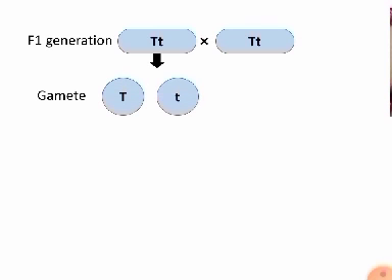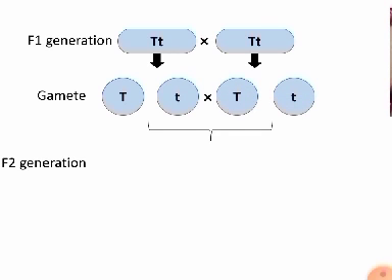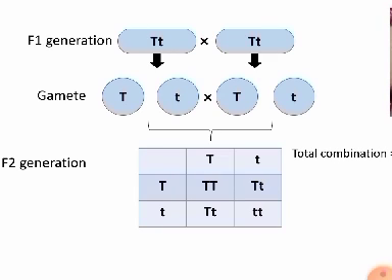Let's see the explanation. Here the F1 generation was allowed to self-cross. Capital T small t cross capital T small t. Now coming to the gamete formation, here the two alleles separate from each other and form two different gametes, one capital T and second small t. Here it will be also the same. On crossing, in the F2 generation we got four combinations: one, capital T capital T; two, capital T small t; three, capital T small t; and four, small t small t.